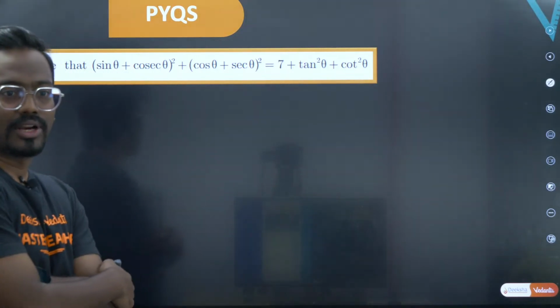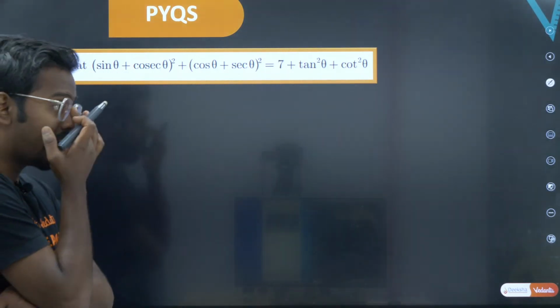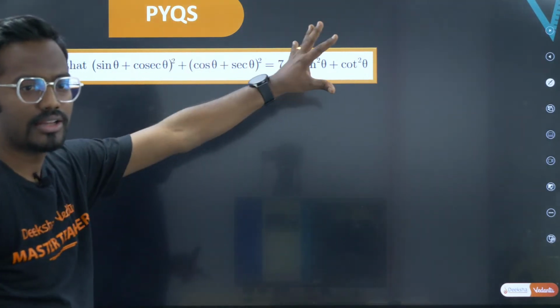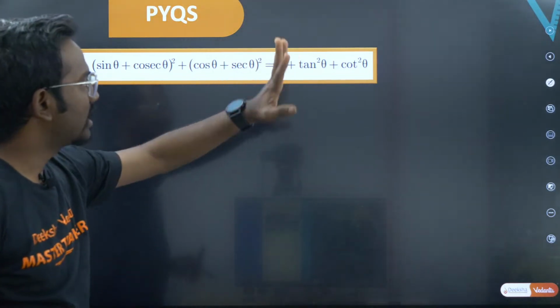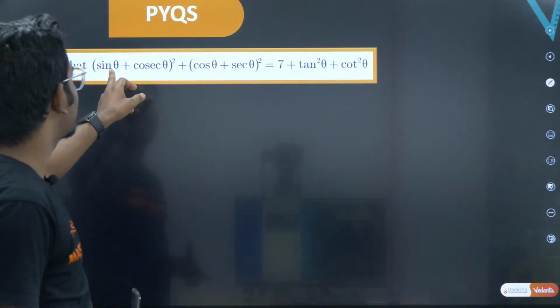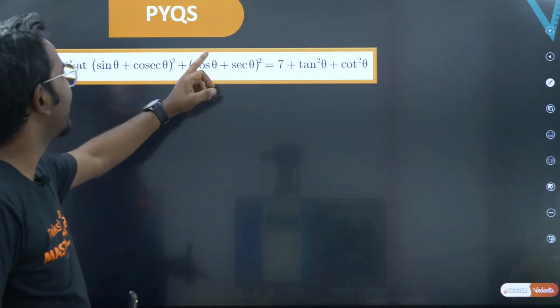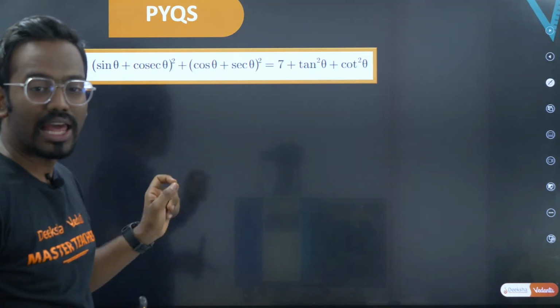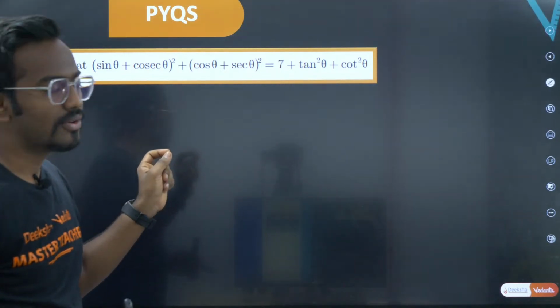Yes, so this is one more interesting question I was speaking of. You have something as a whole square, something as a whole square. You are supposed to prove the RHS, whatever is there. The questions are given in terms of sine, cos, cosecant and secant, but the answer is to be produced in terms of tan and cot. So you will have to make observations in such a way that you get these things.